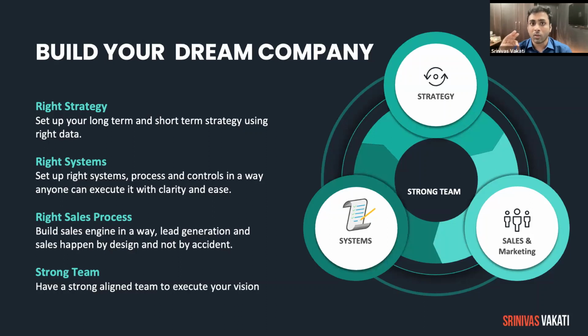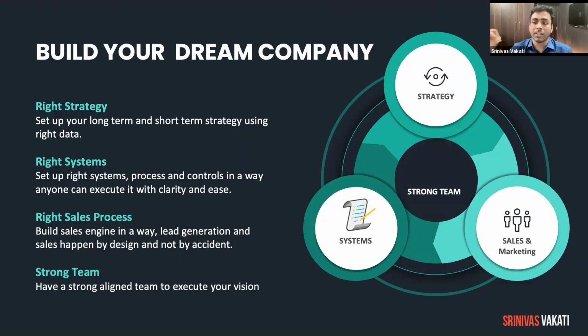Now, ask yourself this question. On a scale of 1 to 10, how strong is each element in your business? Like how strong is the strategy in your company on a scale of 1 to 10? On a piece of paper, make a note of it. You have 30 seconds. And also, if you want, you can share it in the Q&A section as well.